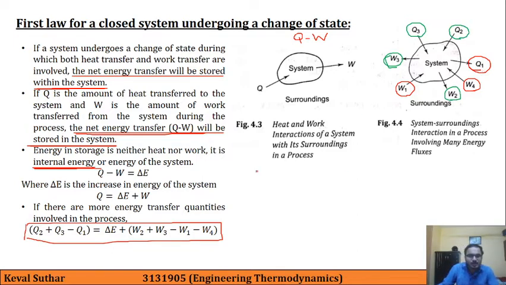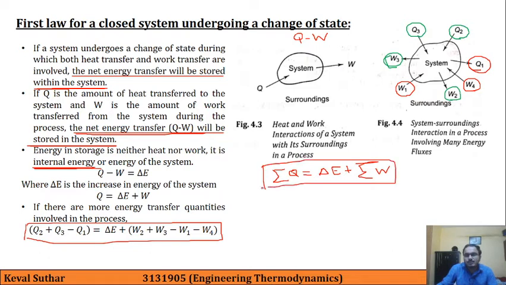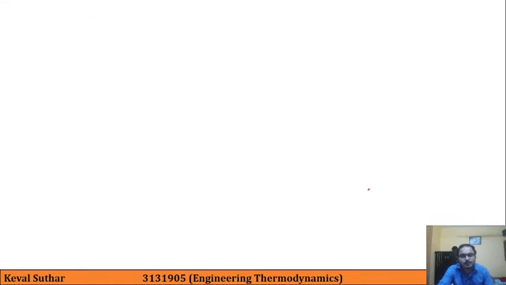To simplify this formula, you can also write it this way: sigma Q equal to delta E plus sigma W. This is the form of the equation when more than one heat and work interaction is present.